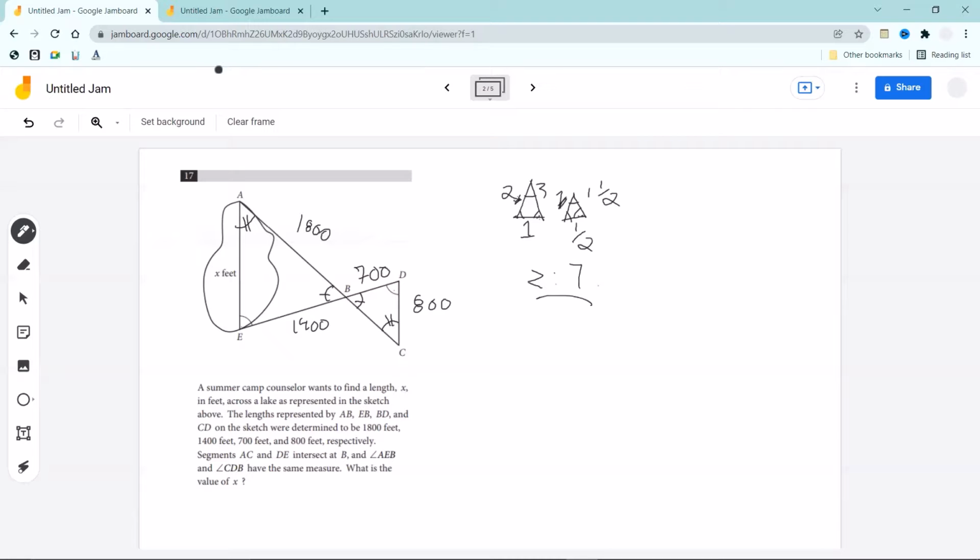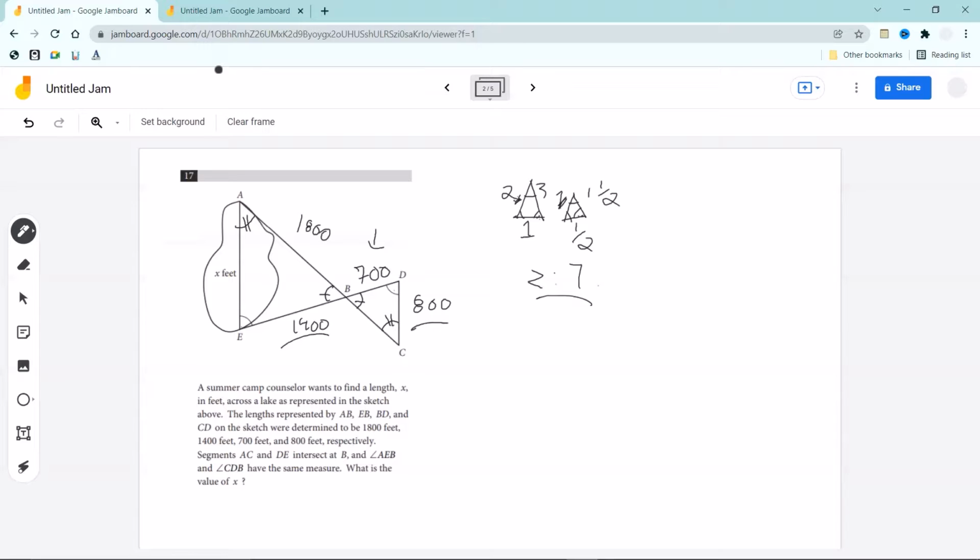So let's take a look back at the original problem. We see that there's a 700 here, and it's opposite this angle, and we also see that there's a 1400 here, and it's opposite the same congruent angle. And so what this tells us is that these triangles are in fact in a ratio of 2-to-1, because 700 times 2 is 1400. And so we know, by definition of similar triangles, that all of the sides opposing the same congruent angles will be in a 2-to-1 ratio, where this triangle is the 2 and this triangle is the 1.